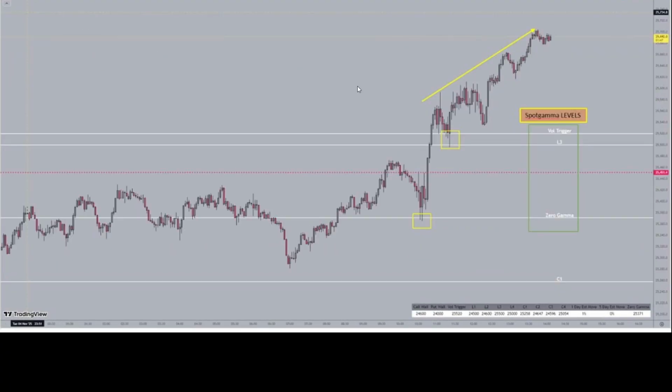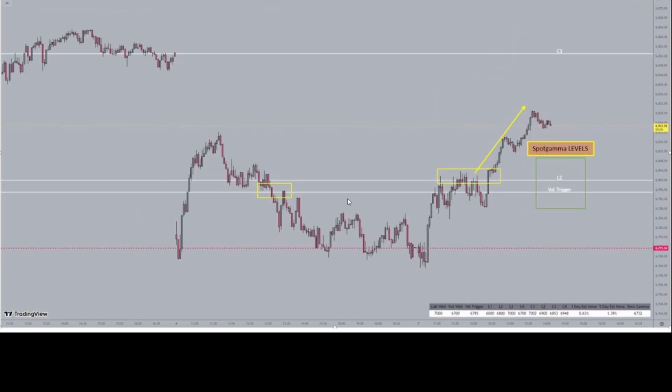Here, another example. The price broke this level, these two levels, the volatility trigger and L2, made a retest and went down. Maybe you can try to take a short position here, or maybe at that level.